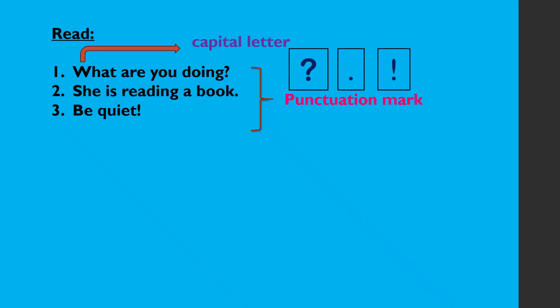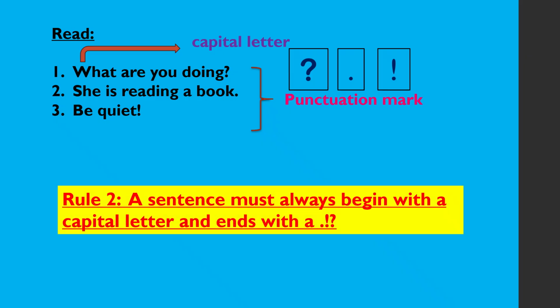So the next rule for writing a sentence is that a sentence must always begin with a capital letter and it must end with a punctuation mark, that is a full stop, an exclamatory mark or a question mark.